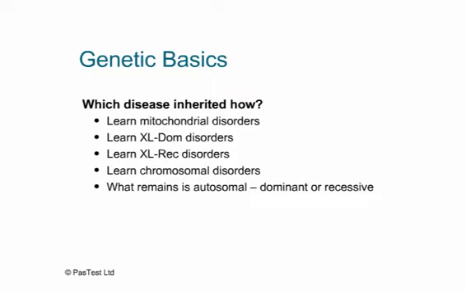I would then suggest that you learn some of the commoner chromosomal disorders. Make sure that you know that they're chromosomal rather than single gene disorders. And then, if a condition comes up that you haven't heard of, then it's unlikely to be on any of these short lists. And so the chances are it's an autosomal condition which will be either dominant or recessive.